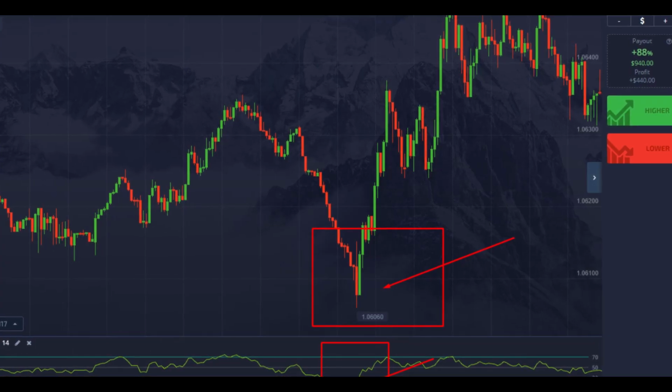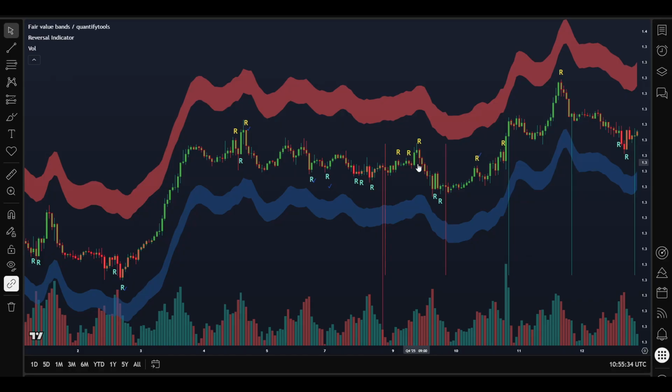Give me a few minutes and I'll show you a clean, rules-based way to trade trend reversals without guessing. We'll use fair value bands to spot stretched moves, a reversal indicator to mark the exact turn, and the built-in volume with MA to confirm participation so we're not fading a strong trend blindly.